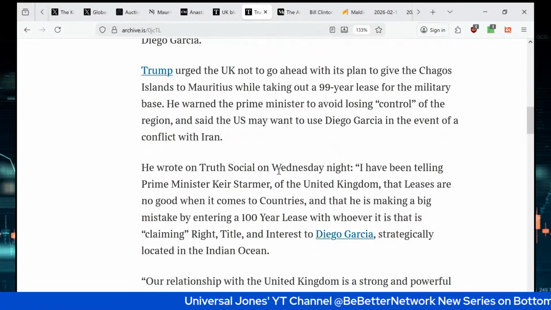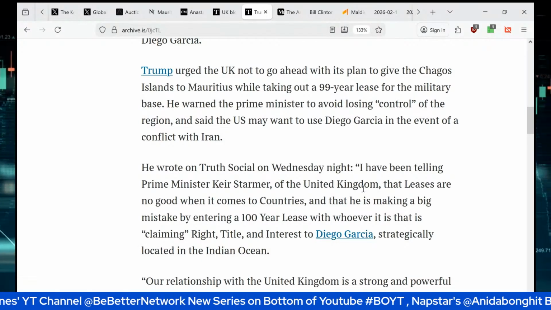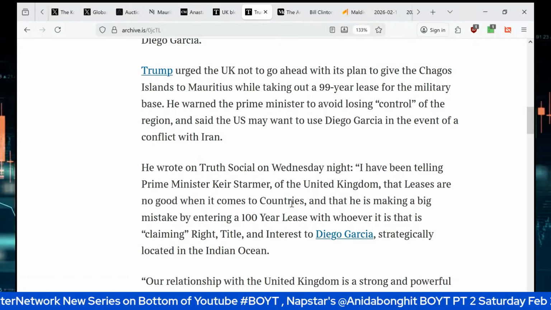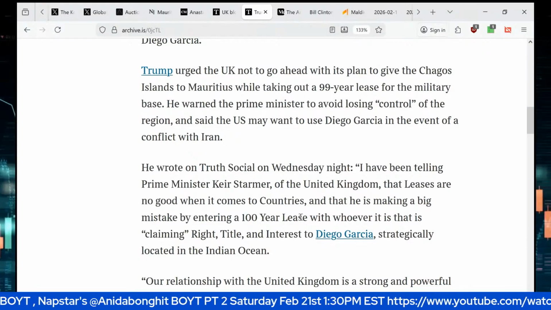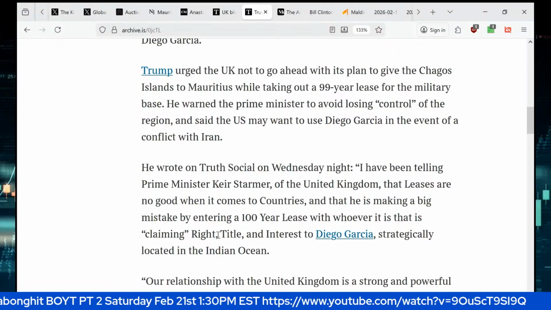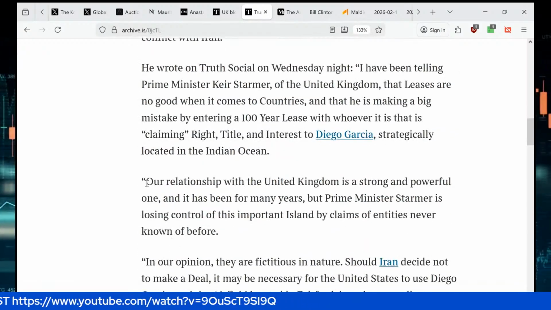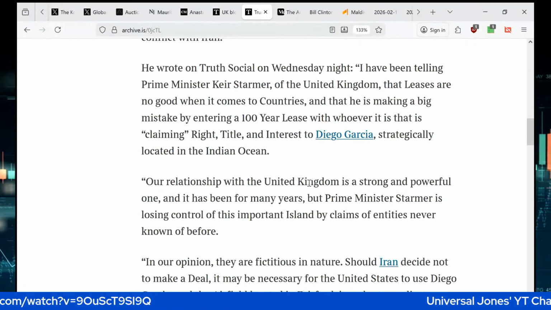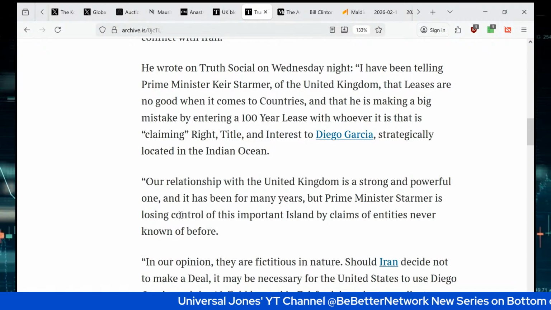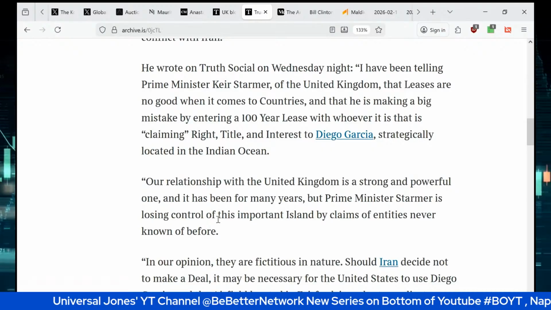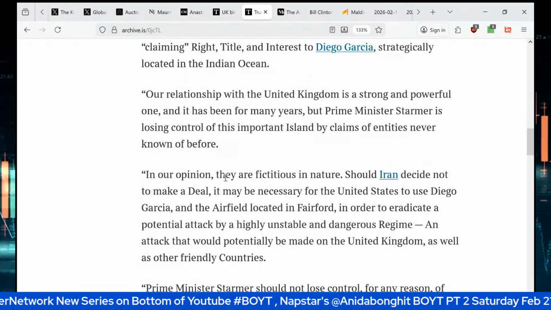He wrote on Truth Social on Wednesday night, "I've been telling Prime Minister Keir Starmer of the United Kingdom that leases are no good when it comes to countries, and that he is making a big mistake by entering a 100-year lease with whoever it is that is claiming right, title and interest to Diego Garcia, strategically located in the Indian Ocean. Our relationship with the United Kingdom is a strong and powerful one, and it has been for many years, but Prime Minister Starmer is losing control of this important island by claims of entities never known of before. In our opinion, they are fictitious in nature.